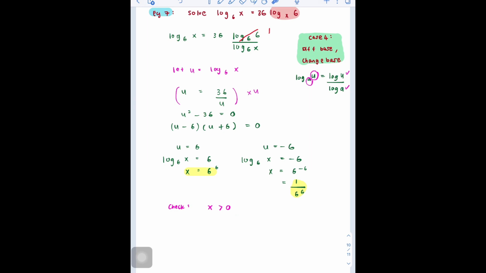So check whether these two answers fall within the domain. If you draw the number line, this is 0. So your interval is here, 0 until infinity. So the first answer, 6 to the power of 6, is obviously within the domain interval. And then 1 over 6 to the power of 6 is also within the domain interval. So you can conclude that both are your solutions. Okay? So that's all for solving log functions. Thank you.